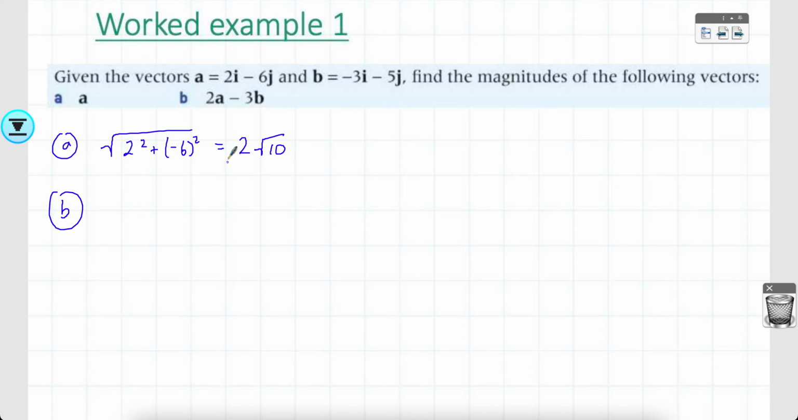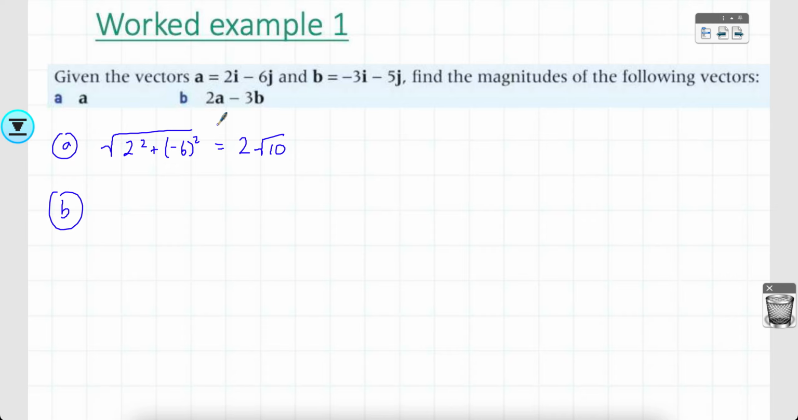For part B, be careful not to do the magnitude of A and then the magnitude of B, and then multiplying by 2 and so on. So don't do the arithmetic or the algebra separately. Remember back in the first lesson where we talked about how, when we're adding vectors, it doesn't mean that their magnitudes also add. So just keep that in mind.